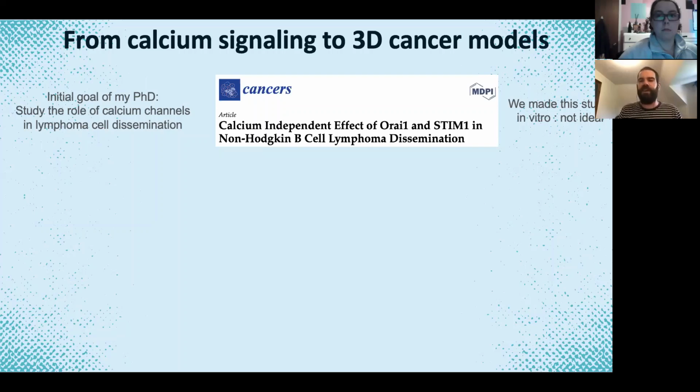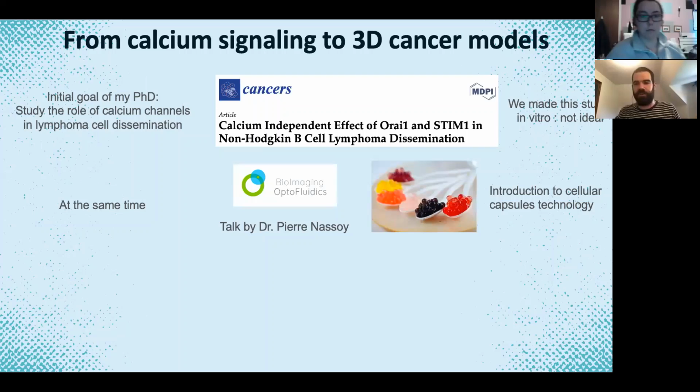And we thought, let's see if we can do that in a more relevant model. And exactly at the same time, there was a talk at the university given by Dr. Pierre Nassoy, who works with bioengineering and biophysics. He introduced the concept of cellular capsule technology, which is a really cool 3D model. And we thought, that's a good model, so maybe we can put our cells in it and see how they behave and if that can be a good model for dissemination. And that's basically how I ended up working in 3D.